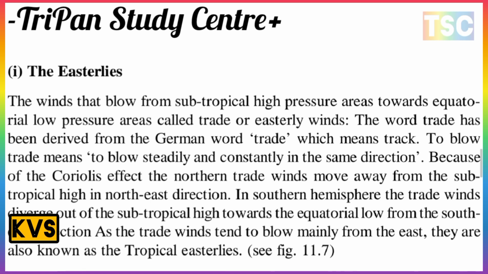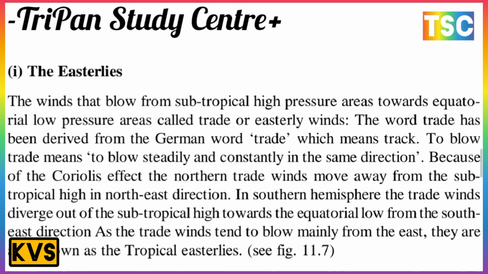Because of the Coriolis effect, the northern trade winds move away from the subtropical high in a northeast direction. In the southern hemisphere, the trade winds diverge from the subtropical high toward the equatorial low in a southeast direction. As the trade winds blow mainly from the east, they are also known as the tropical easterlies. This is important here.